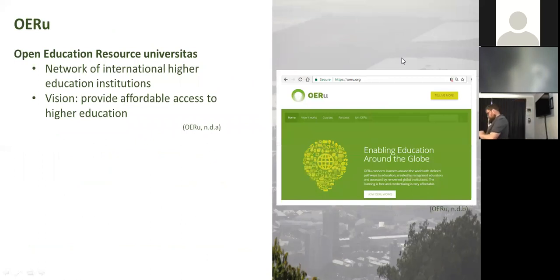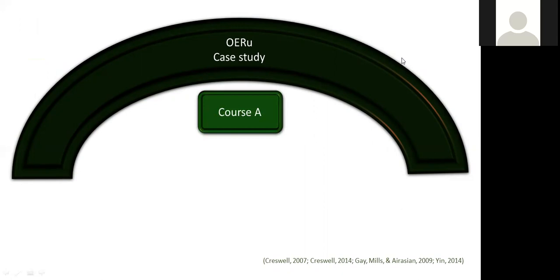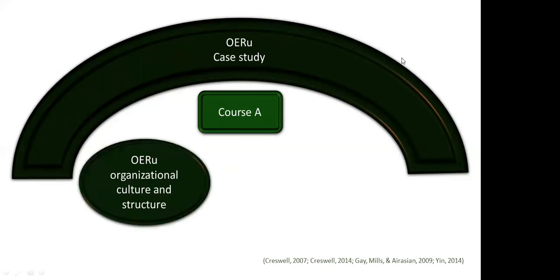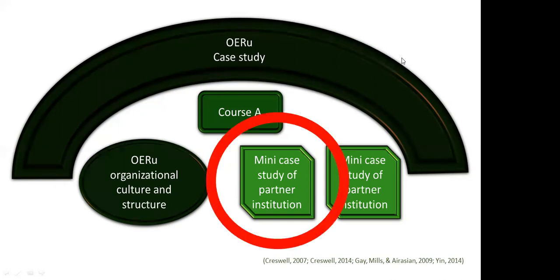To present the methodology, I first have to give a little bit of context in that my research, broadly speaking, is about the OERu, which is a network of international higher education institutions with a vision to provide affordable access to higher education for prospective learners located globally. The case study involves a course that the OERu has designed, developed, and delivered. It also involves the organizational culture and structure of the OERu, as well as many case studies of two partner institutions. This particular presentation is going to focus in on one of the many case studies of one partner institution. This mini case study really is a small case study.